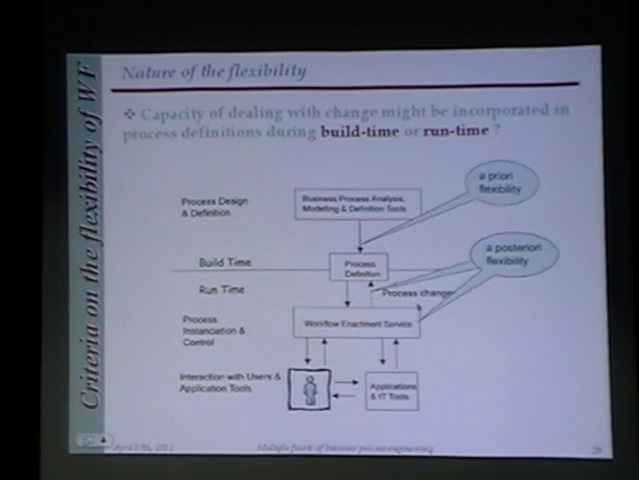The most offers in the literature, even in the research literature, are about a posteriori flexibility. This means that we have a process definition which is activity-oriented. This means that the process is represented as a set of activities, as in an imperative programming language. And during the execution, something goes wrong, and the system should find a solution in order to make the process continue. I will come back to a priori flexibility after.